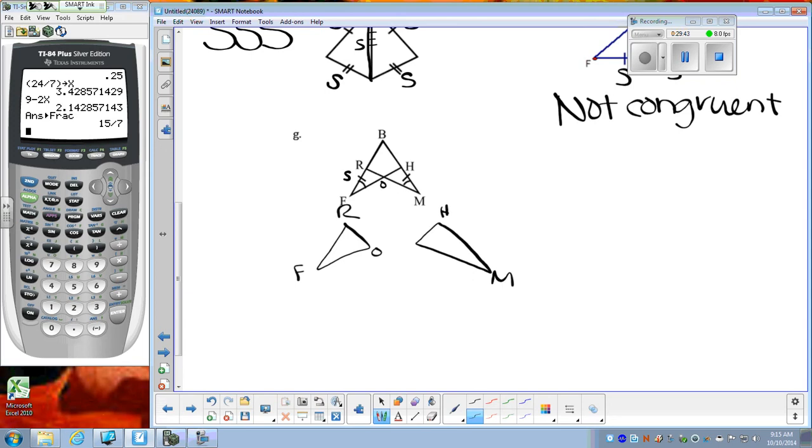And I have HMO. I know RF is congruent to HM. I know that angle F is congruent to angle M. And then I also know that angle O is congruent to itself because these are vertical angles. So another angle. So these two triangles, RFO and HMO, are congruent by angle, side.